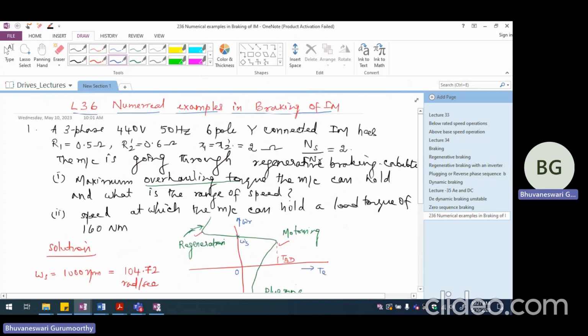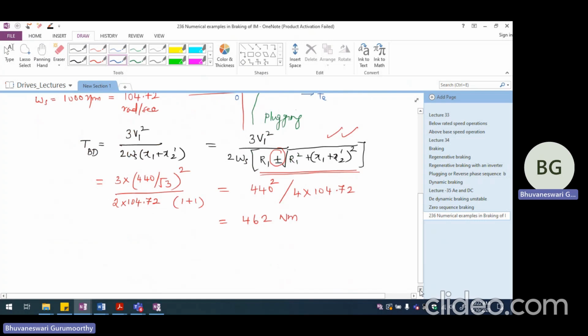It is being asked, what is the range of speed during which the regenerative braking operation can take place successfully? So that range is given by from synchronous speed until this particular speed. This particular speed will correspond to 1 plus S max T multiplied by omega S. So S max T we can calculate.